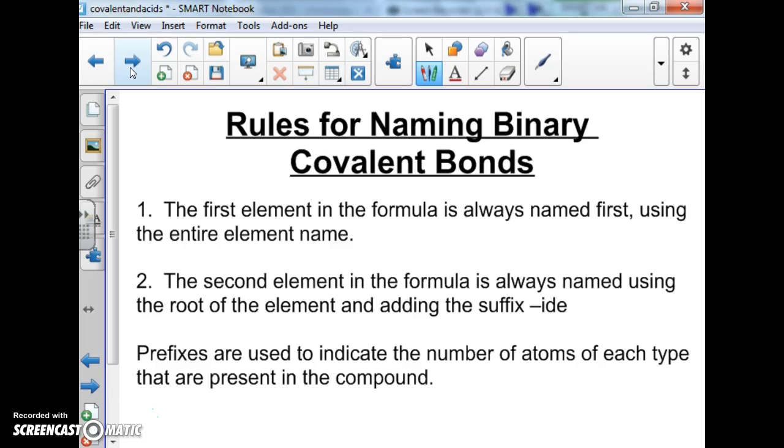The second element in the formula is going to have the ending drop and change to I. For instance, carbon becomes carbide, nitrogen becomes nitride, oxygen becomes oxide, fluorine becomes fluoride, chlorine becomes chloride, and so on. We will not crisscross, we will not reduce these. We will simply write or read as we see it. Prefixes are used to indicate the number of atoms of each one. Let me show you some examples. Pause here if you need to get this down.